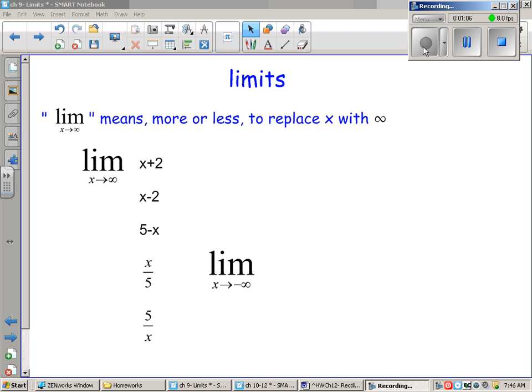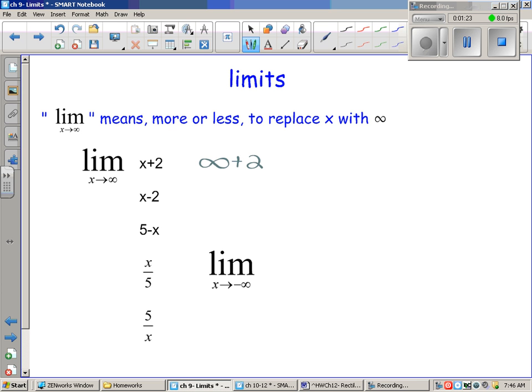And so we're going to look at a few examples here. Let's just start with limit as x approaches infinity. We're going to do a few of these. So limit as x approaches infinity. In all essence, what you're going to do is you're going to replace x with the infinity. So this is infinity plus 2.